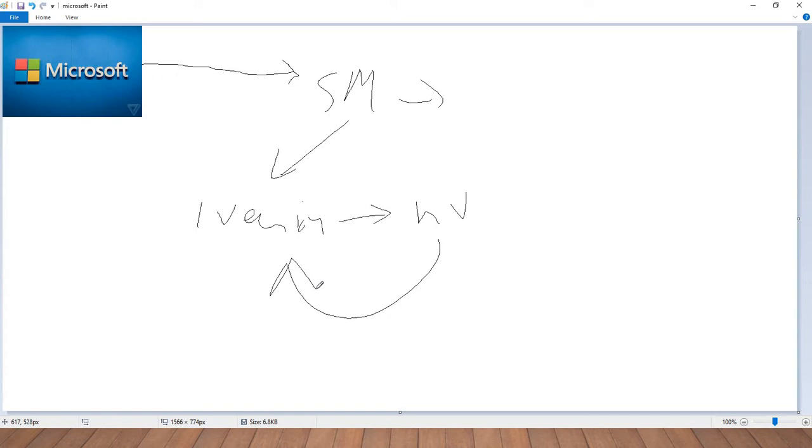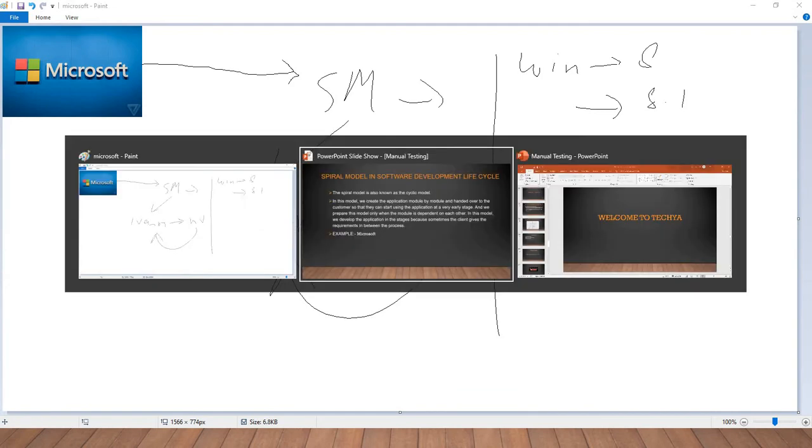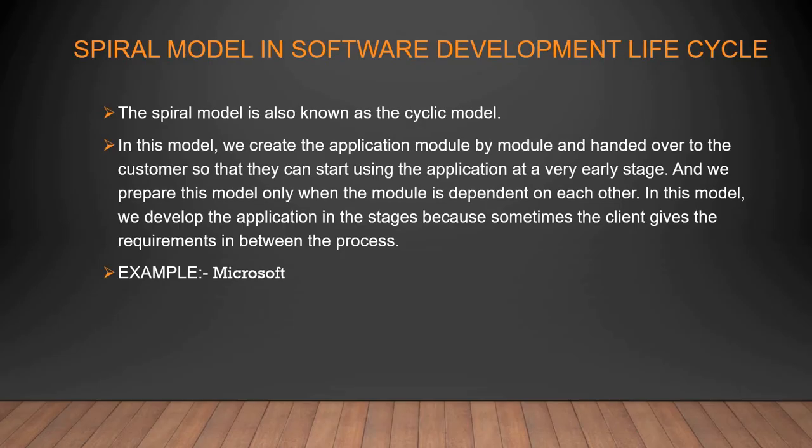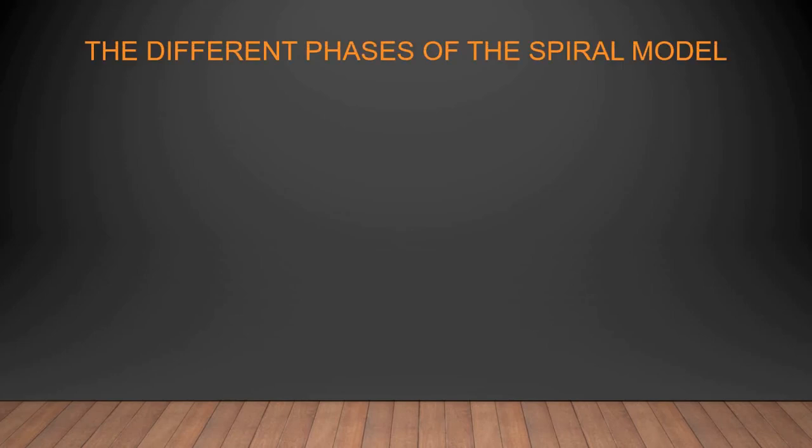As you can see, like Microsoft released Windows 8 and improved it based on user feedback and released the next version 8.1. So it is very useful for this type of product. Now come to the stages of spiral model.